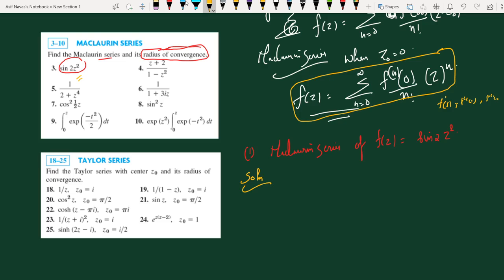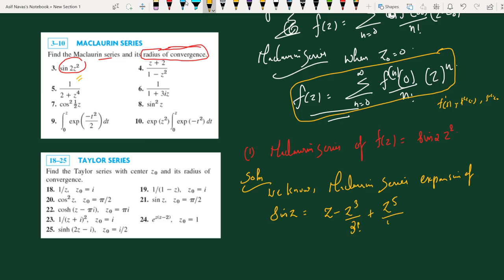So we already know the Maclaurin series expansion of sin z. What is the Maclaurin series expansion of sin z? z minus z cube by 3 factorial plus z raised to 5 by 5 factorial minus z raised to 7 by 7 factorial plus etc. So this we already know.